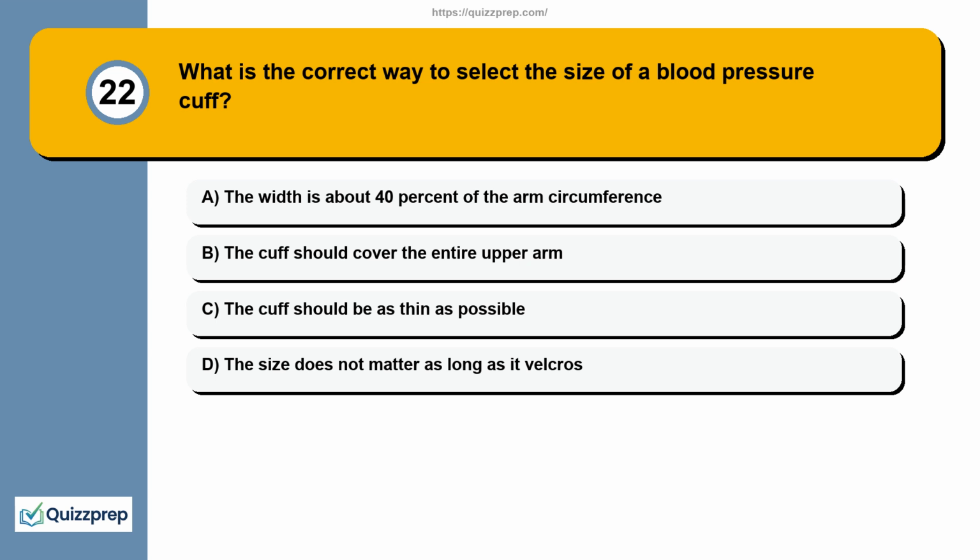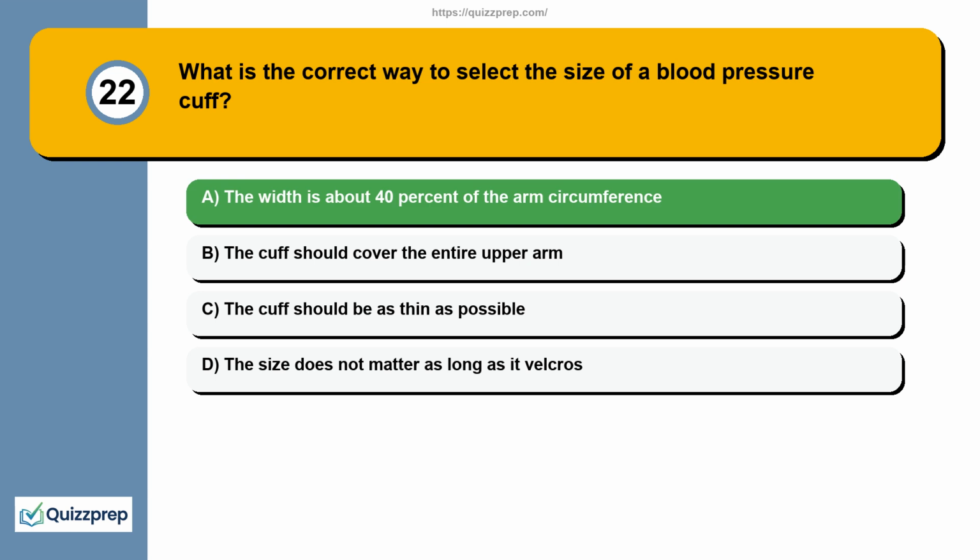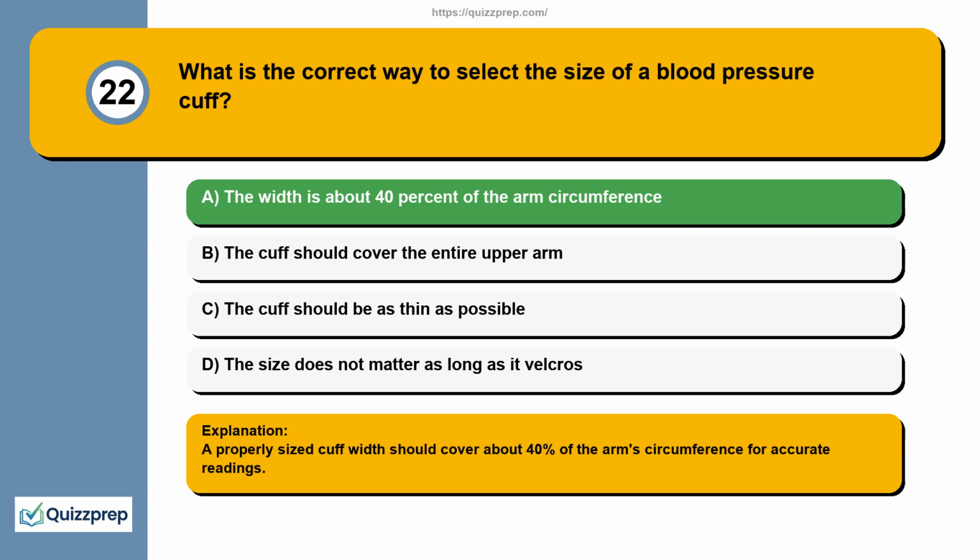Question 22. What is the correct way to select the size of a blood pressure cuff? The width is about 40% of the arm circumference. The cuff should cover the entire upper arm. The cuff should be as thin as possible. The size does not matter as long as it velcros. A properly sized cuff width should cover about 40% of the arm's circumference for accurate readings.